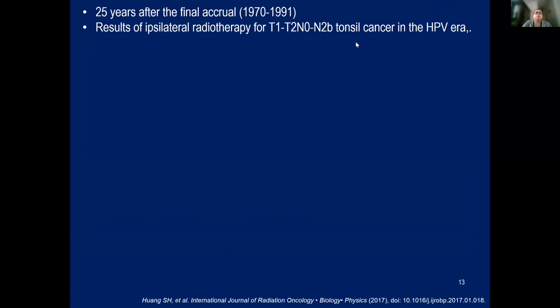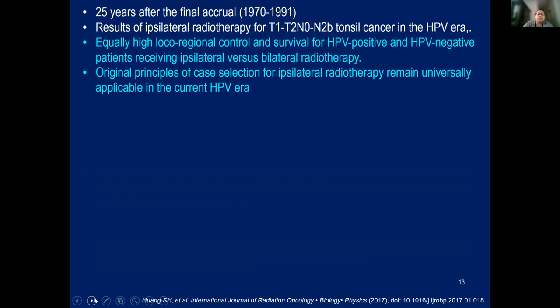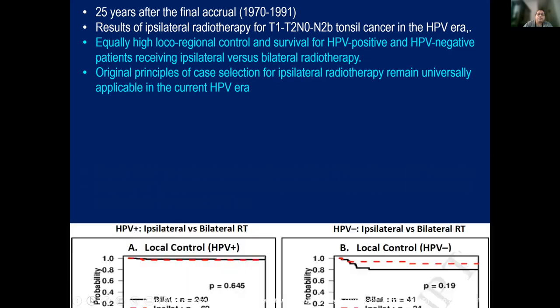Anyway, so the results of this have been confirmed even after the 1995 publication, and the results of ipsilateral radiotherapy for the same group of patients have actually been confirmed by the Princess Margaret group. And it still remains that in patients, despite the HPV status, unilateral irradiation of the neck is possible in early tonsillar cancers. Equally high locoregional control and survival irrespective of the HPV status, and the original principles of case selection for ipsilateral radiotherapy remain universally applicable even in the HPV era.